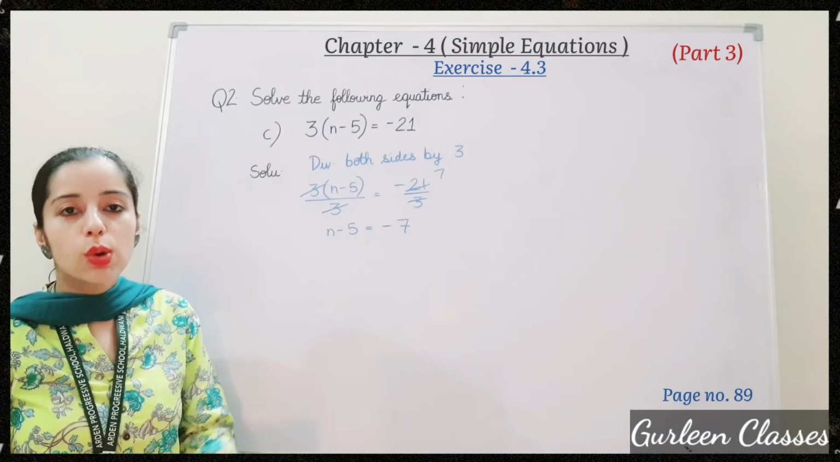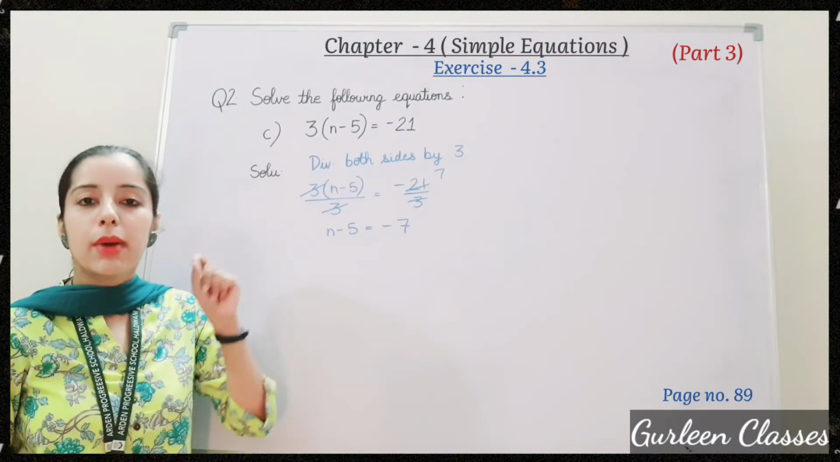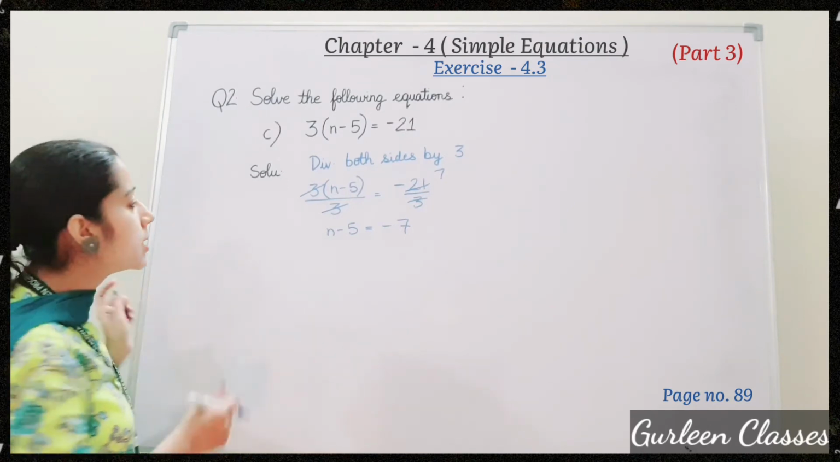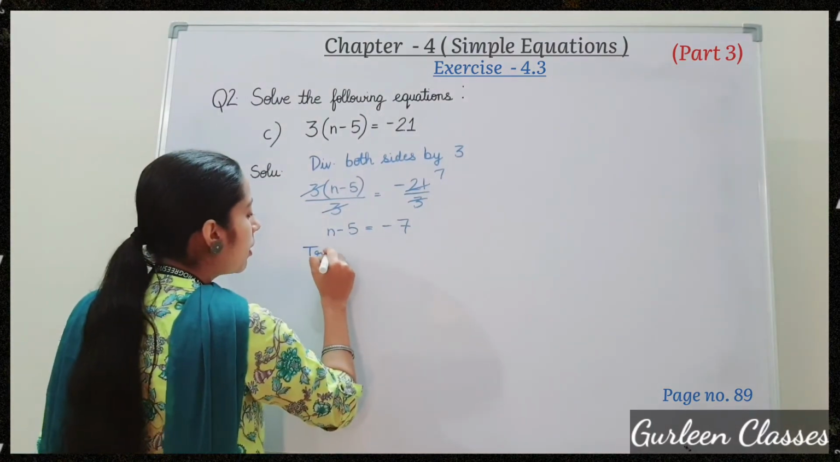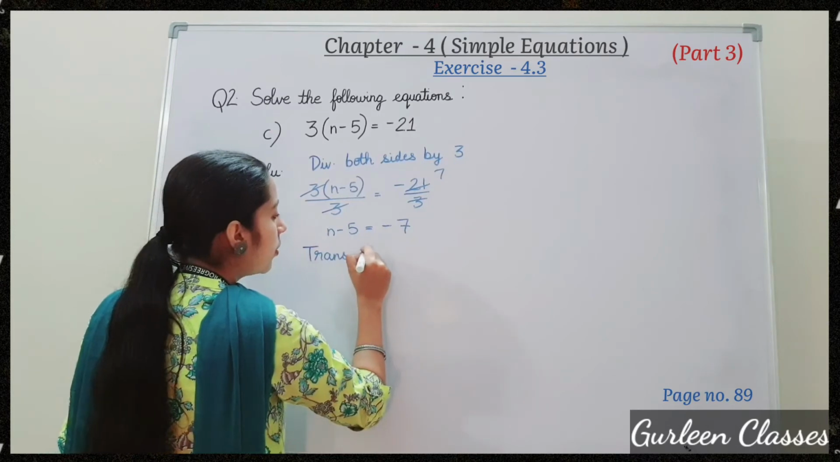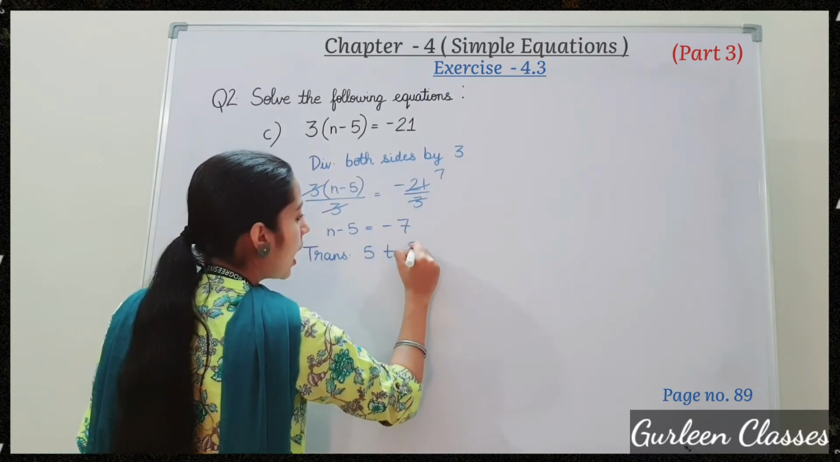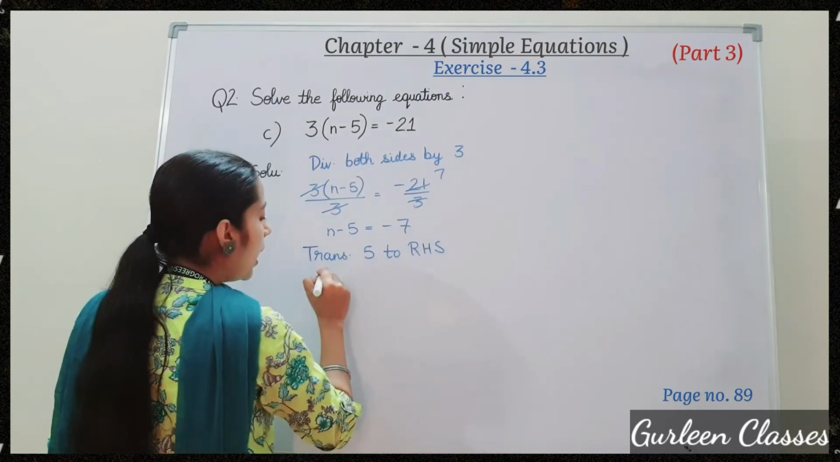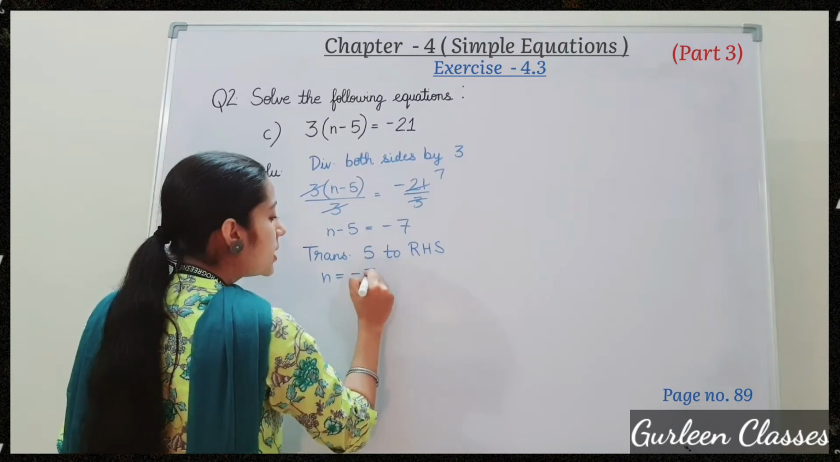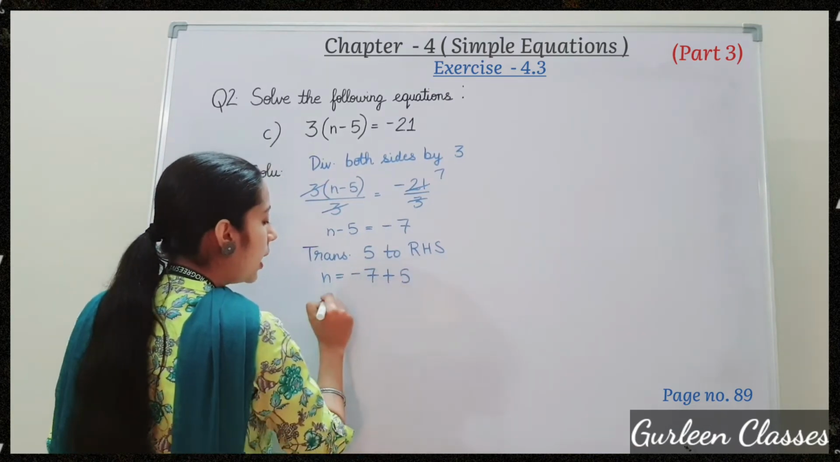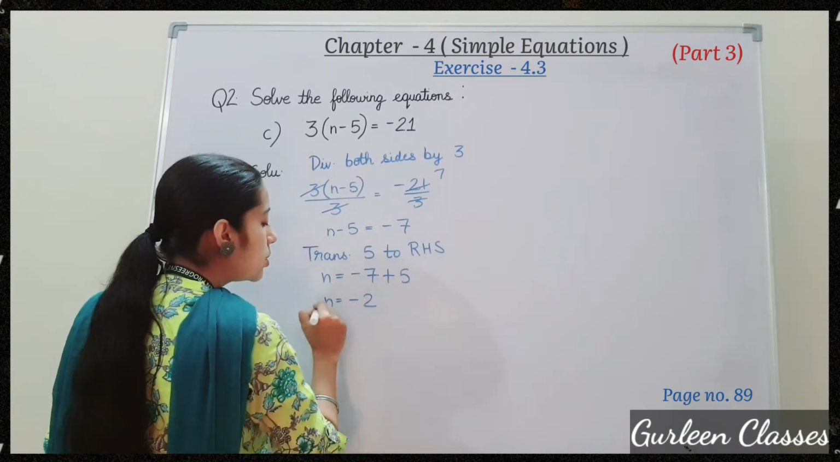So we will transpose 5 to RHS. Minus will become plus. So right here, transpose 5 to RHS. n is equal to minus 7 plus 5. n is equal to minus 2.